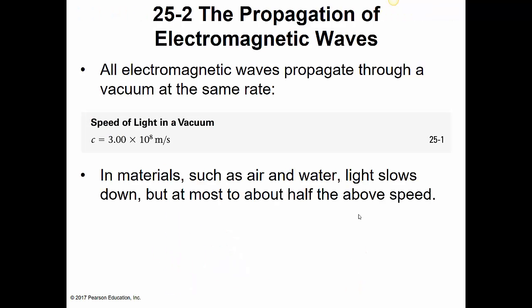All electromagnetic waves propagate through a vacuum. They do not have to have a medium to propagate. And their speed in the vacuum is 3.00 times 10 to the 8th meters per second. However, when light, for example, moves into air or water, it will slow down significantly, but it will never go faster than the speed of light, c.